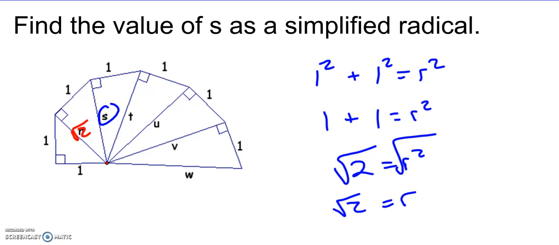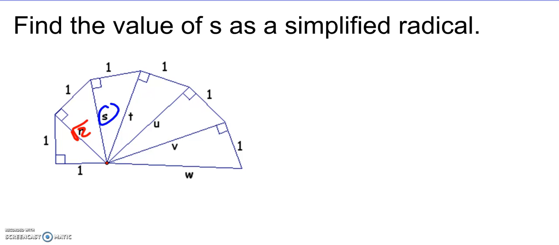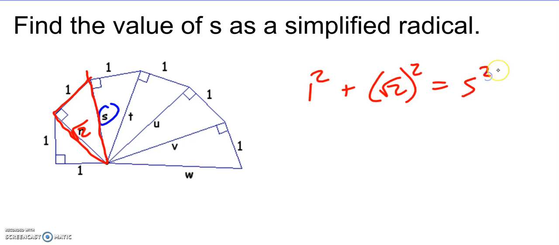And then I have another triangle that I can now work with. And it will be this one. So now the square root of 2 is a leg of the new triangle. And now s is the hypotenuse. So I will have 1 squared plus square root of 2 squared equals now s squared. And we have 1 times 1, which is 1.